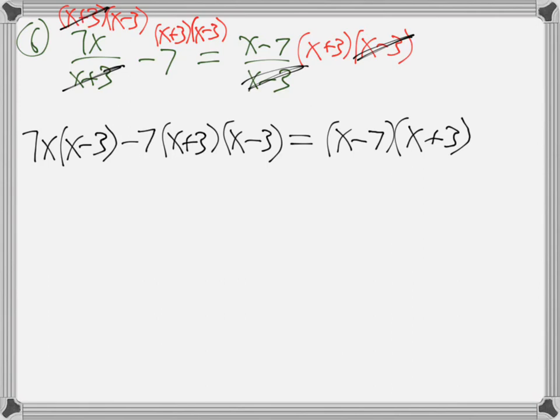Now we're going to take this 7x and multiply it in. What's 7x times x? 7x squared. 7x squared minus 21x, 7x times 3. Good. Now, what's going to happen? Everybody good with that left?